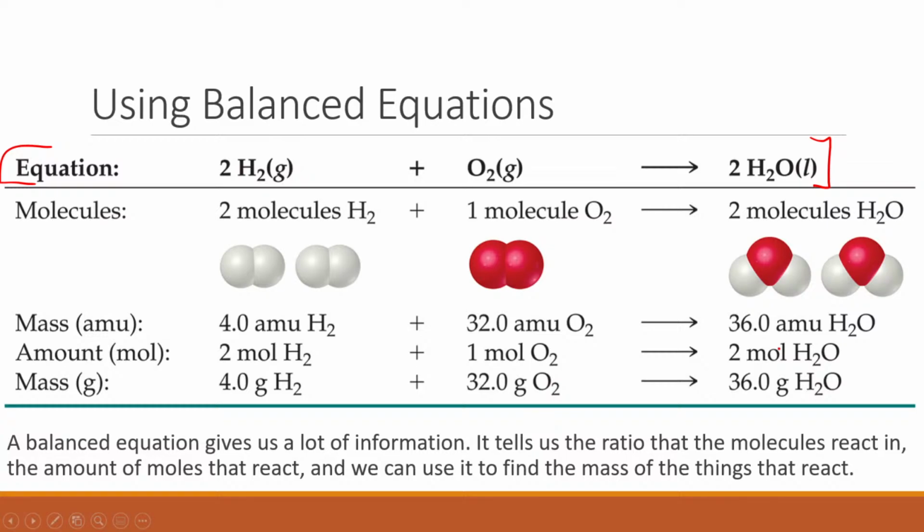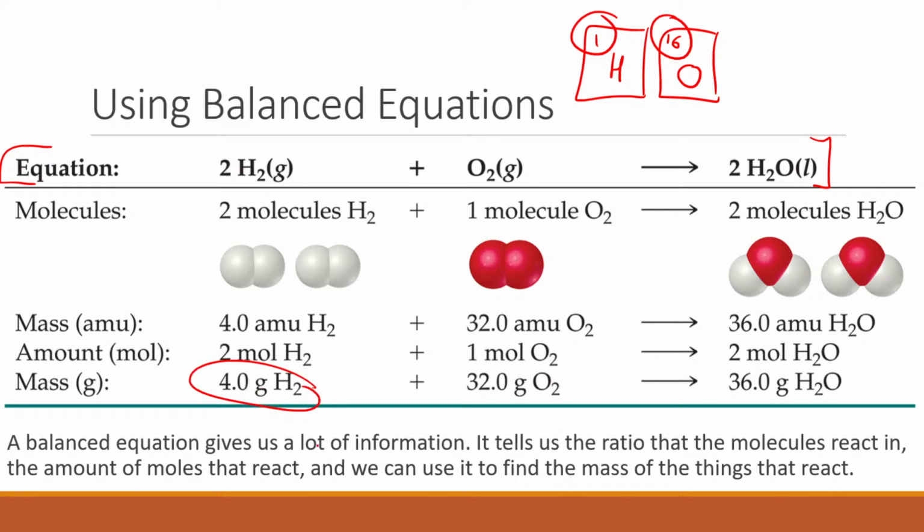We can also use what we know from the periodic table, right, these mass numbers, to go and say 2 moles of H2 is 4 grams of H2. 1 mole of O2 is 32 grams of O2, right? We can make them into their mass numbers. We could do the same thing, but with AMU for the molecules. And so we get a lot of information from a balanced equation.